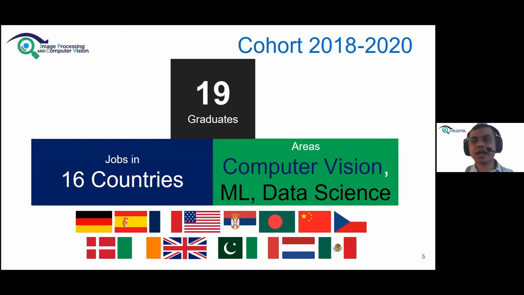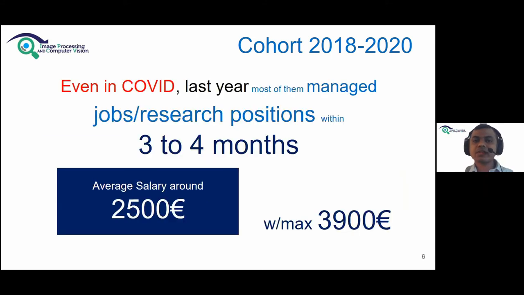People have done their internship at CERN, and also people are joining PhDs in North America as well. You can see that even in this COVID, most of us have managed jobs and research positions within 3 to 4 months. It didn't take much time. And the average salary is around 2,500 euros with a maximum of 3,900 euros.